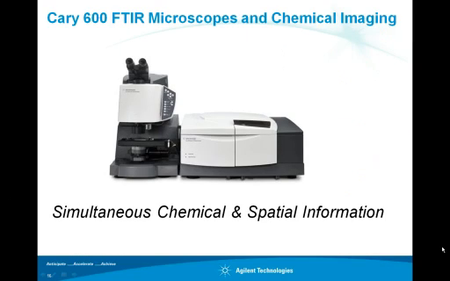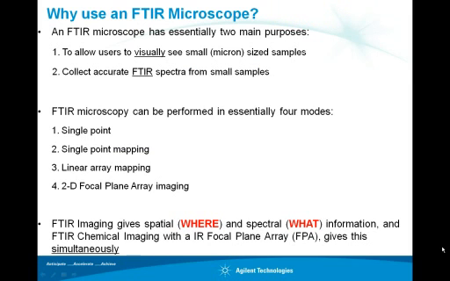I'll move on to the last section of my talk, and that's microscopes and chemical imaging. The catchphrase here for me is simultaneous chemical and spatial information. So why use an FTIR microscope? Well, an FTIR microscope has essentially two main purposes. One, it allows users to visually see small micron samples, and two, allows users to collect spectra from these samples.